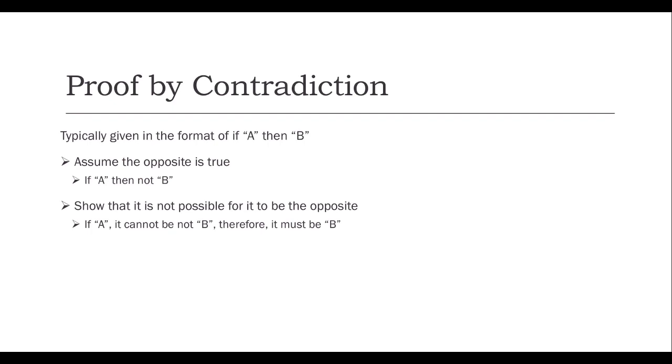So next we have our proof by contradiction. So it's typically given in the format of if A, then B. So this is like your if-then statement most of the time. So we start by assuming that the opposite is true. So if A, then not B. And we'll show that it's not possible for the opposite to be true. So if it's A, it cannot not be B. Therefore, it must be B. Once again, this will make more sense as we go through the examples.